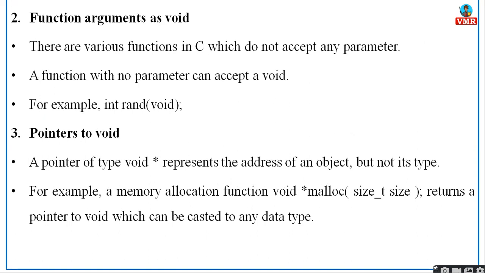And then next comes function arguments as void. When you don't want to give any parameters for the function, then also you can use the keyword void. There are various functions in C which do not accept any parameters. So a function with no parameters can accept the keyword void. So for example, int rand(void); that rand method is returning some integer value. So this is your return type.